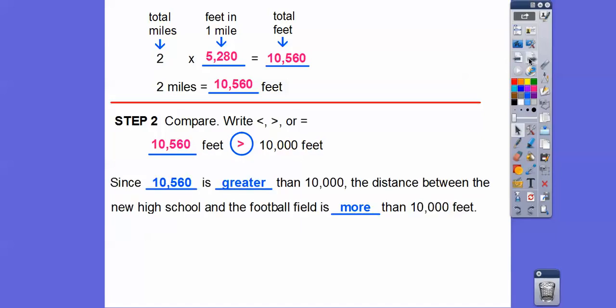All right, so let's go ahead and answer the question. 10,560 is greater than 10,000. So the distance between the new high school and the football field is going to be more than 10,000 feet. We're just answering the question right there.